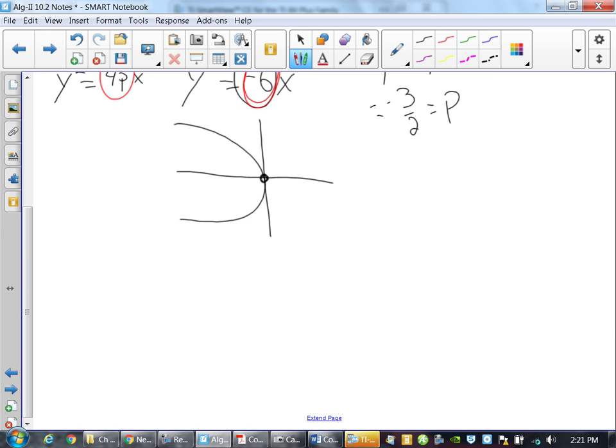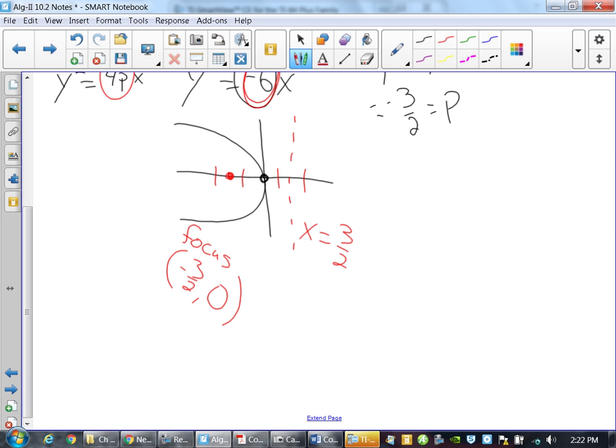So that means, let me move this up then. 1, 2, there's my focus. 1, 2, there's my directrix. The focus is at negative 3 halves, comma, 0. And the directrix is at x equals 3 halves. That's it.